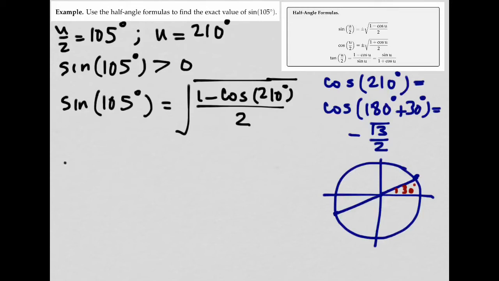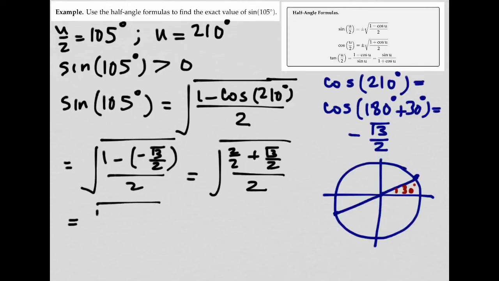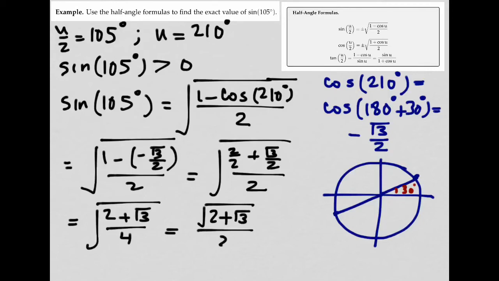So going back to our expression, we have the square root of 1 minus root 3 over 2, all divided by 2, which is the square root of 2 over 2 plus root 3 over 2, I took a common denominator, all divided by 2, which is 2 plus root 3 divided by 4, which simplifies to 2 plus square root of 3, all divided by 2. 4 gets out of the radical as 2.